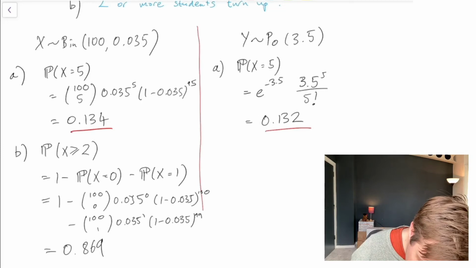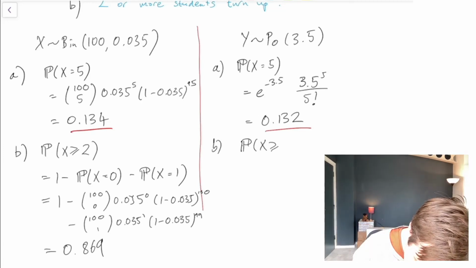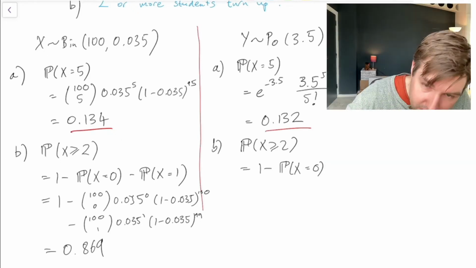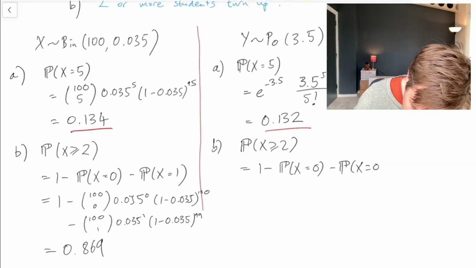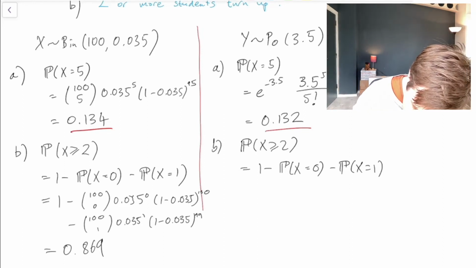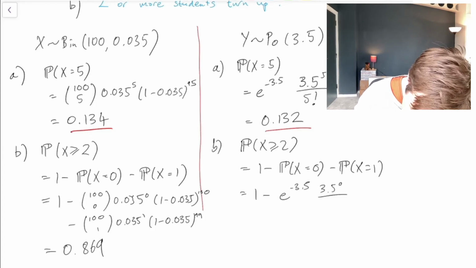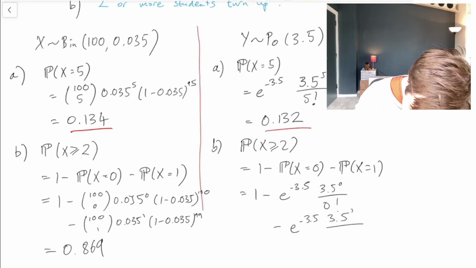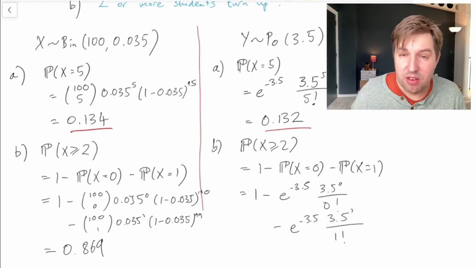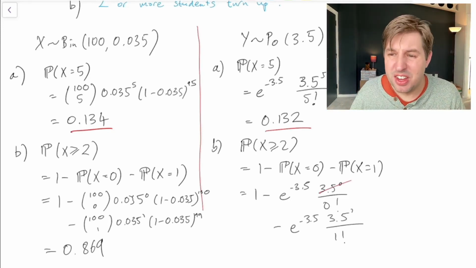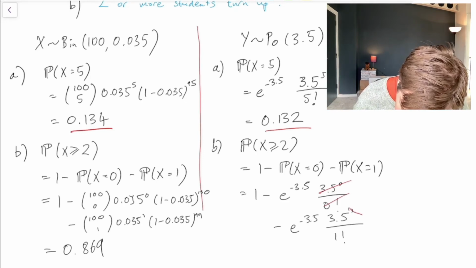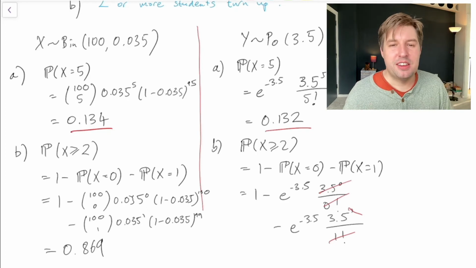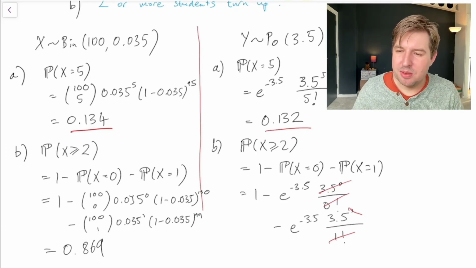Similarly, we can try part B the Poisson way. Again, the probability that X is at least 2, as before, is 1 minus the probability that X equals 1 minus the probability X equals 0. So that's 1 minus e to the minus 3.5, 3.5 to the 0 over 0 factorial, minus e to the minus 3.5, 3.5 to the 1 over 1 factorial. Well, 3.5 to the 0 is just 1. 0 factorial, remember that we said that 0 factorial is 1. 3.5 to the 1 is just 3.5, and 1 factorial is just 1. So that's 1 minus e to the minus 3.5 minus 3.5 e to the minus 3.5.